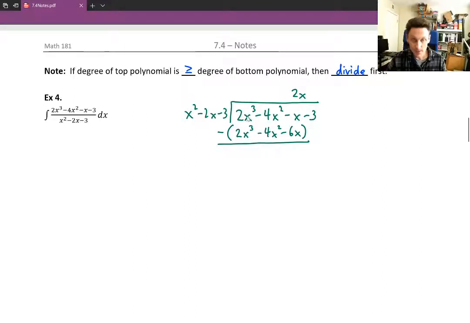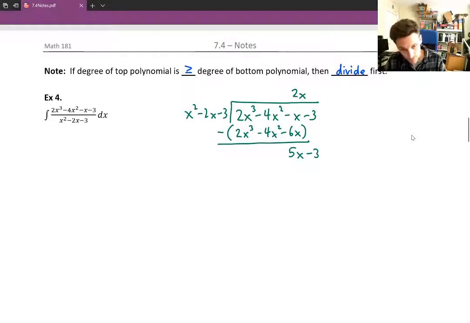So here notice that 2x cubed minus 2x cubed is 0. The negative 4x squared minus negative 4x squared is 0. And then negative x minus negative 6x is like negative x plus 6x, which is 5x. Then we'll bring down the negative 3. And you know when to stop doing the long division when the degree you have here, which in the case of 5x minus 3 has a degree of 1, is less than the degree of the divisor, which has degree 2. So we know that we can stop the long division here.